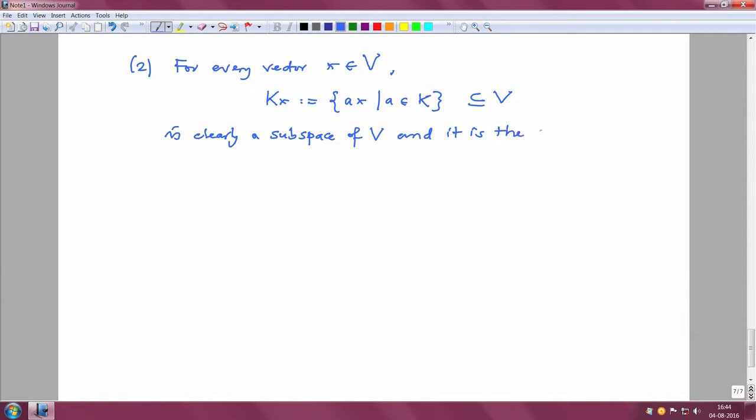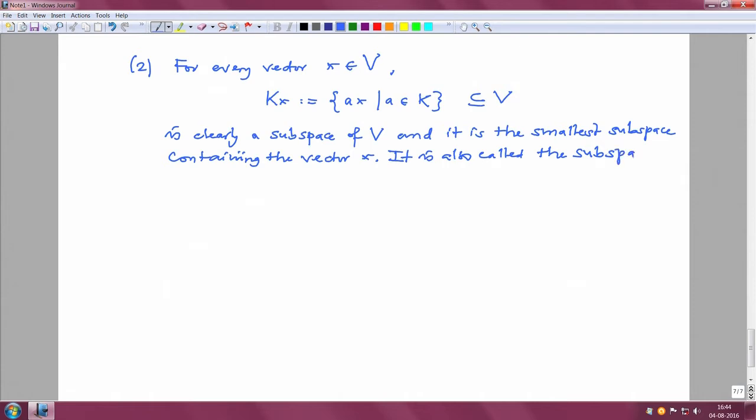And it is the smallest subspace containing the vector x. So, it is also called the subspace generated by x.